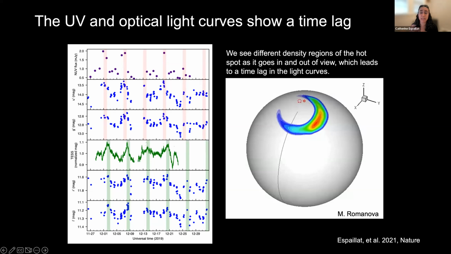And we can explain this with density structure in the hotspot. So material slams onto the star, it leaves a hotspot on the stellar surface. The UV emission, as Connor mentioned, traces the high density region of the hotspot, which in these animations throughout the talk are color-coded in red. And the optical emission traces the low density region, which will be color-coded in green and blue throughout. And as the star rotates, we see different density regions of the hotspot as it goes into and out of view. And the time lag in the peaks between the UV and the optical light curves, what we're seeing here on the left, is the first observational evidence that we've detected this predicted density gradient in the hotspot on the stellar surface.